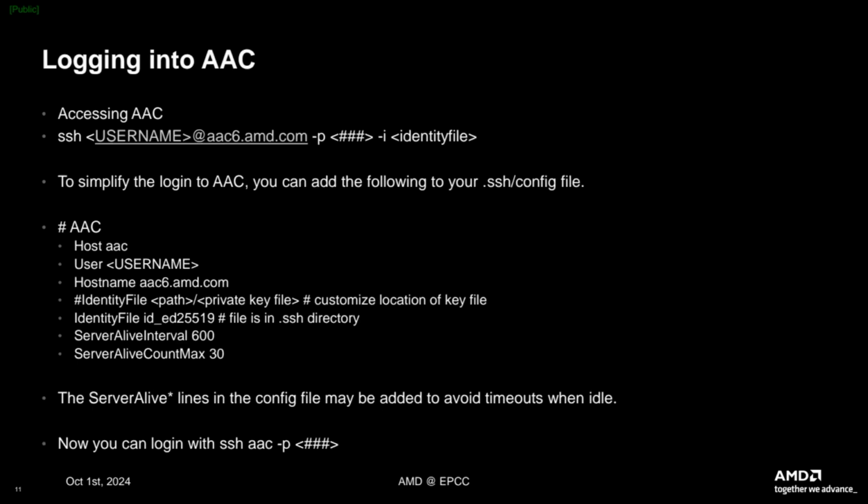And this is how you log into AAC. The username we have provided to you privately via email. And this is just some kind of tip that we share with you to make the login quicker, so you don't have to type the command on the first line. If you include this information in your .ssh/config file, then you can just do ssh AAC and the port number, which right now is 7002.